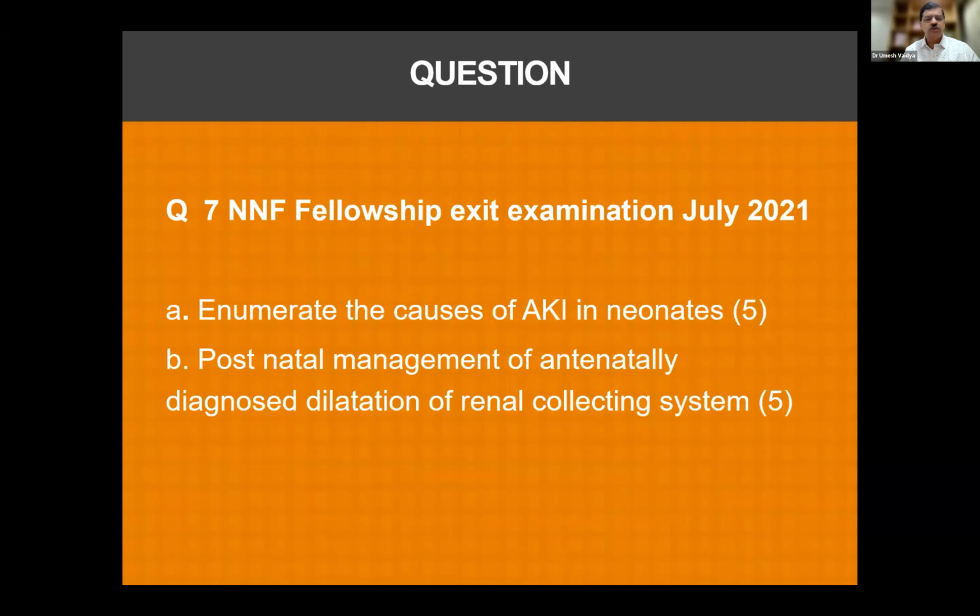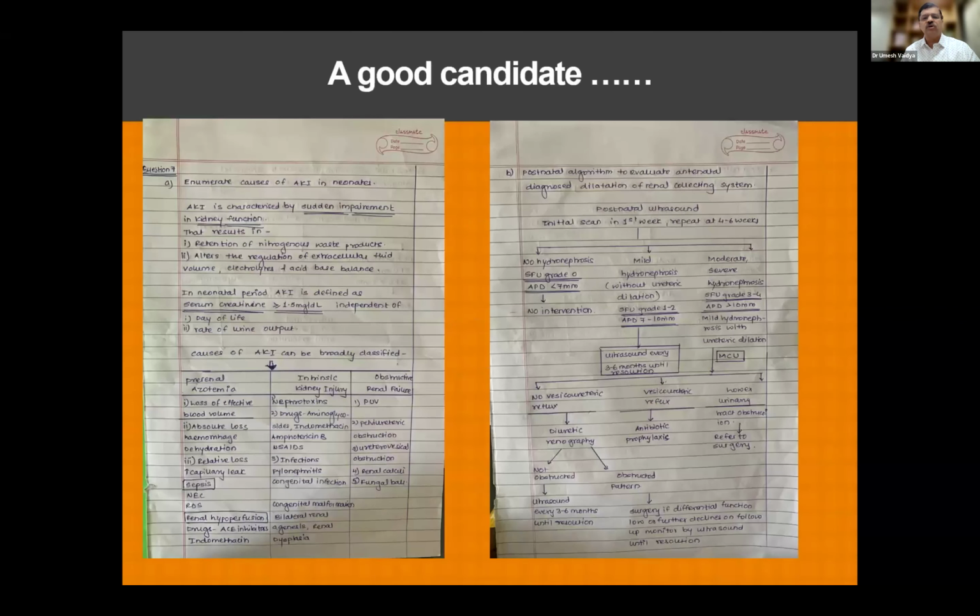Now I'll show you one of these old papers, causes of acute kidney injury and postnatal management. You can see this particular candidate, it's a good candidate. And you can see how well he's written. He's not written in the margins, reasonably good handwriting. You can see that he's underlined important things. You can see the table where he has shown the comparisons and look at the algorithm on the right of the paper. So when you write like this, you're going to get maximum marks.